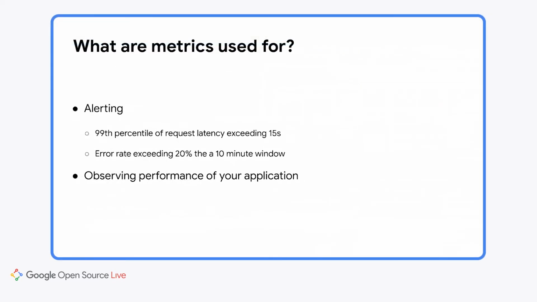And metrics are also good for observing the performance of your application over time. So how much memory does your application use on average? Or how does the memory change over time? Is your memory increasing as the service runs? Is it increasing linearly, which could indicate a memory leak? And again, comparing this with traces and logs, this is telling you about the performance of your system over time, as opposed to just single events in time.